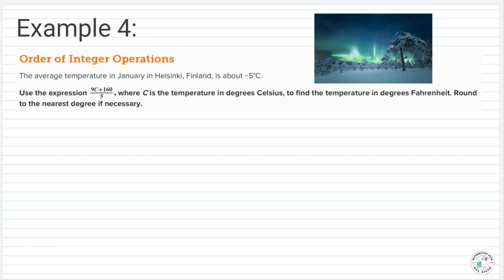Well, in the problem, they tell me that this average temperature is -5 degrees Celsius. So that's going to be our value for C inside of this expression. So we're going to have 9 times -5 plus 160 divided by 5. And now we just follow our order of operations and then evaluate. So we're going to start at the top. We're going to be doing this 9 times -5 first. That is going to be a -45.